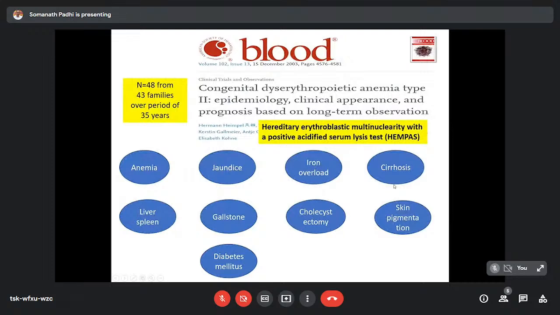Now coming to CDA type 2, this landmark paper by Heimpel and colleagues was published in Blood 2003. This was the initial description by the Heimpel group in 1967, when they described some of the cases, and then later on they traced about 43 families from the German and associated countries' registries, with 48 cases of type 2 CDA, because this is the most common form of CDA, which we all know. And this group of researchers followed up these 48 cases from these families over a period of 35 years.